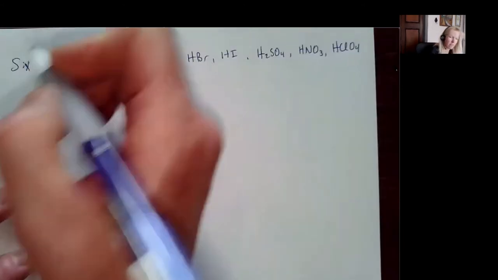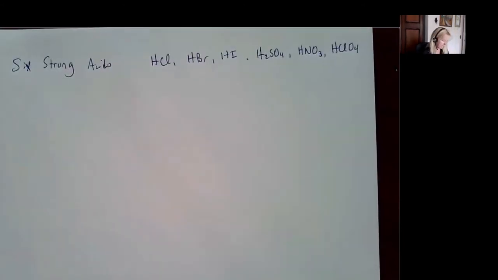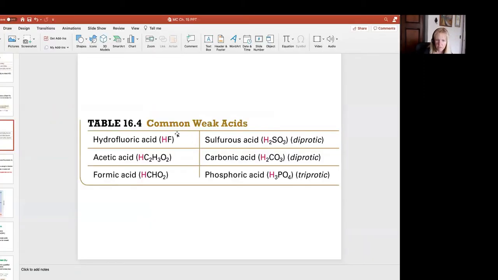So that means that everything else is going to be a weak acid. A weak acid is only going to partially dissociate. Some common weak acids are hydrofluoric acid, acetic acid, so this is vinegar, formic acid, sulfurous acid, carbonic acid. Sulfurous acid is not the same as sulfuric acid. Sulfurous acid has 1 less oxygen. Carbonic acid, phosphoric acid, and you see these say diprotic and triprotic.